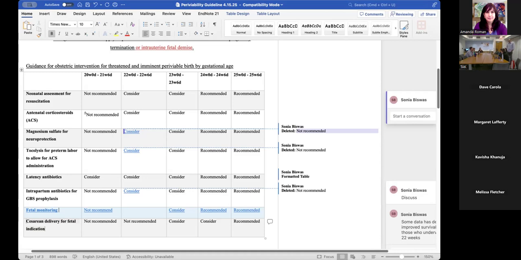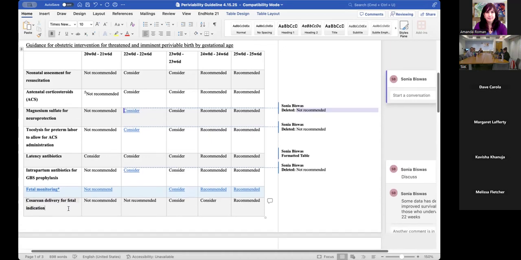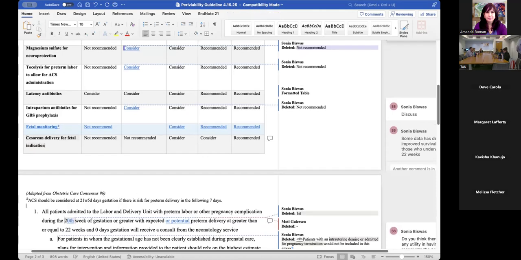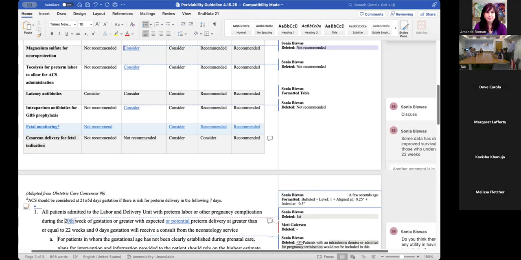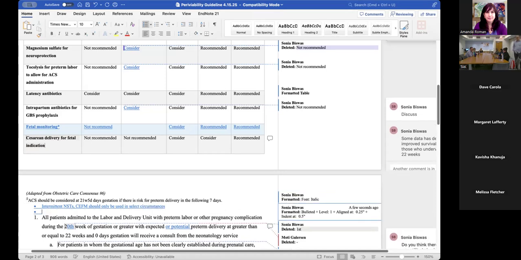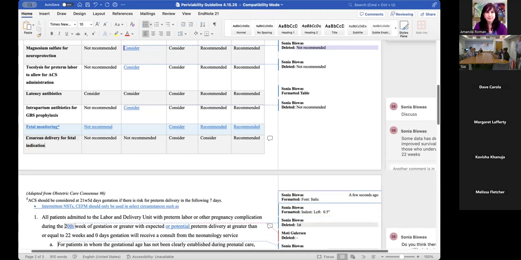Right, so we should specify and put an asterisk next to fetal monitoring right here at the beginning. It means NSTs, basically, whatever you want to call it, CTG, intermittent NSTs. And then in that same sentence I would say something along the lines of CEFM should only be used in select circumstances or something like that. I don't know how you'd want to say it. Such as FGR with reverse end-diastolic flow, as an example. Yeah, exactly.